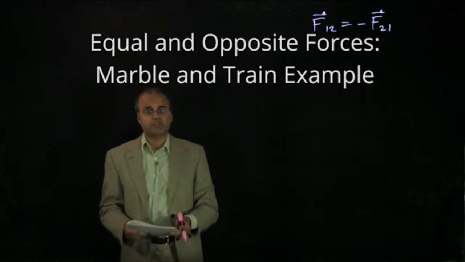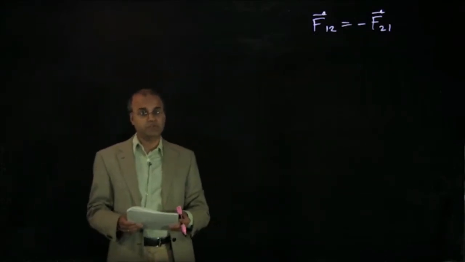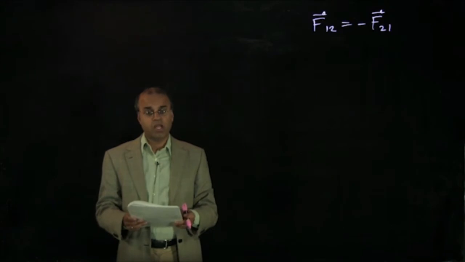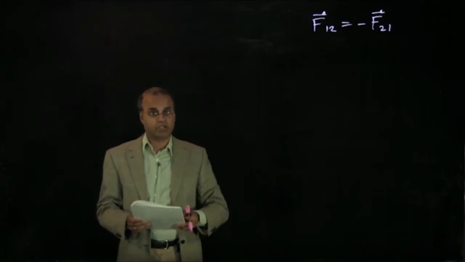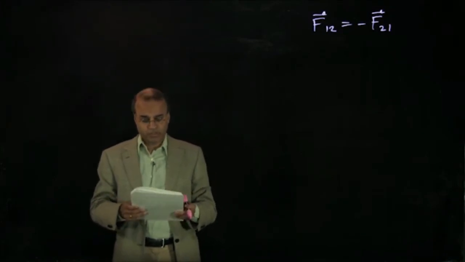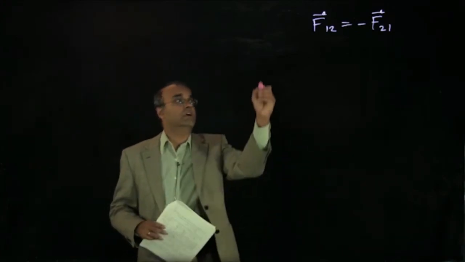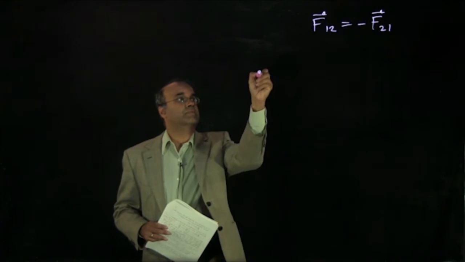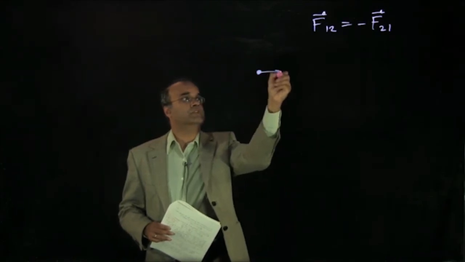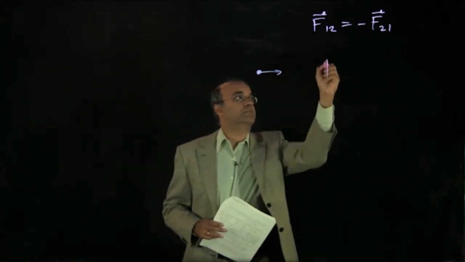Newton's third law is the most subtle and sometimes the most confusing of his three laws of motion. So I'd like to do an example that will help clarify how to think about it. So I'm going to pick a very extreme example. Let's imagine the collision between a marble moving this way and a train.